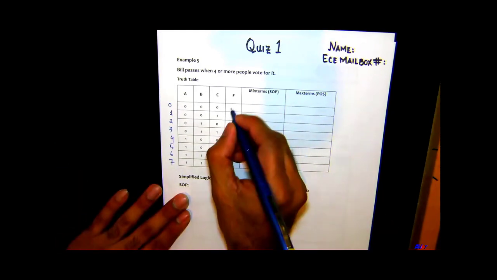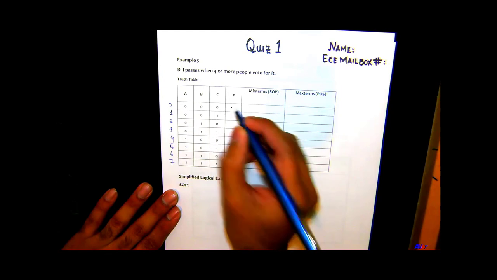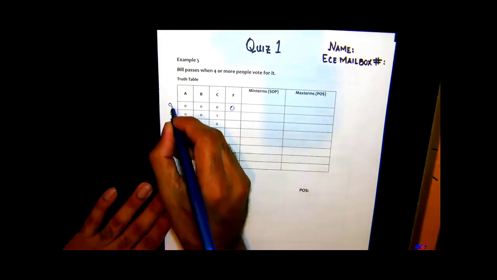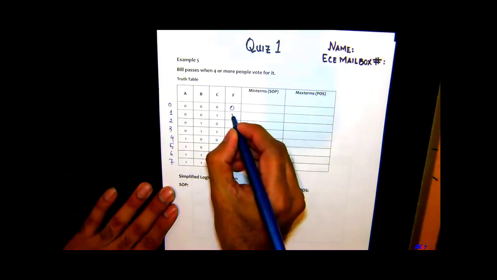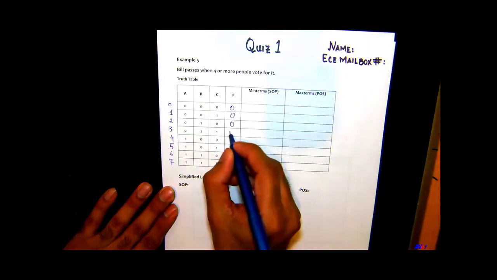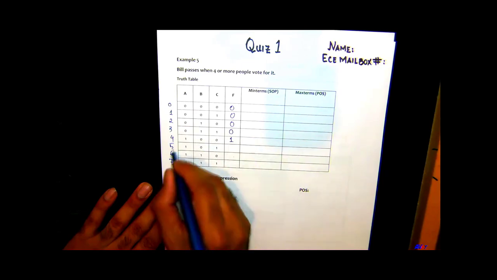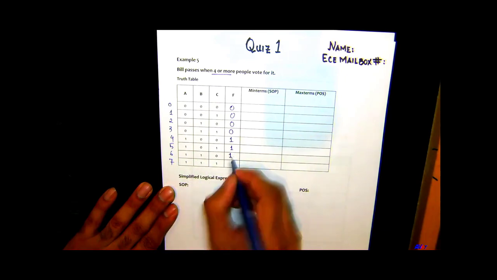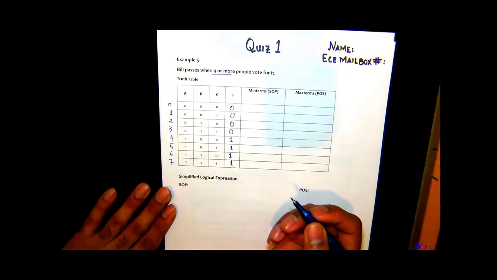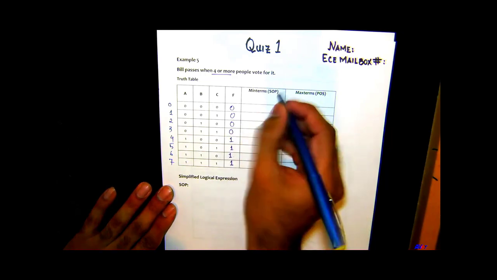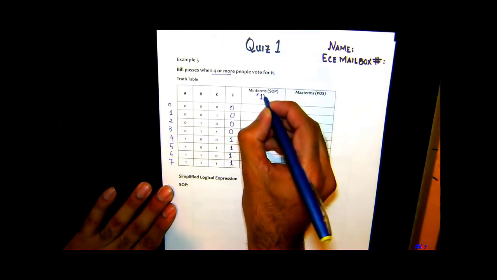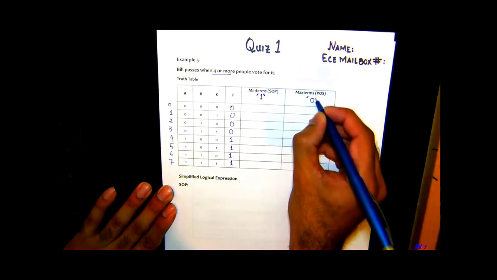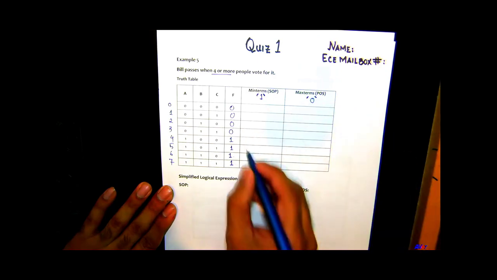Right. So what are going to be the minterms here? What is going to be the output here? Bill passes when 4 or more people vote for it. So this is going to be 0 because this is 0. 1 person vote 0, 2 person vote 0, 3 person vote 0, 4 people vote 1, 5 people vote 1 because it says 4 or more. 6 people vote 1, 7 people vote 1, right? Correct? Let's get the minterms. So we are looking at 1s, and here we are looking at 0s for Maxterms. Okay, we'll start with the minterms.